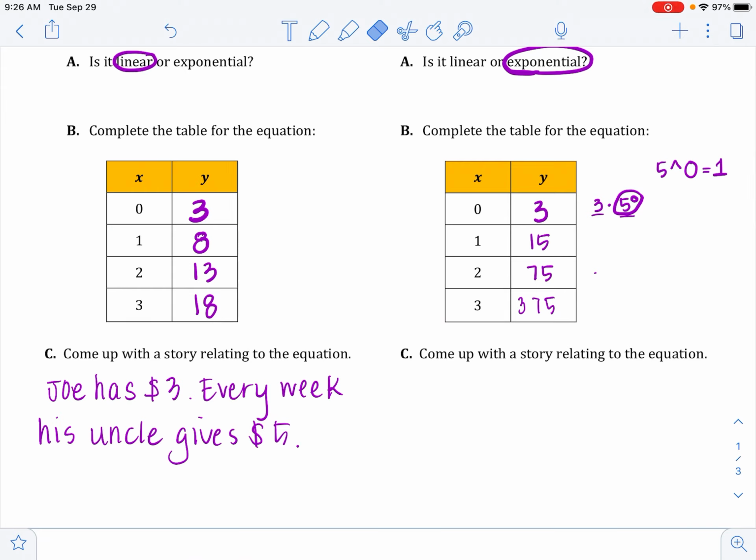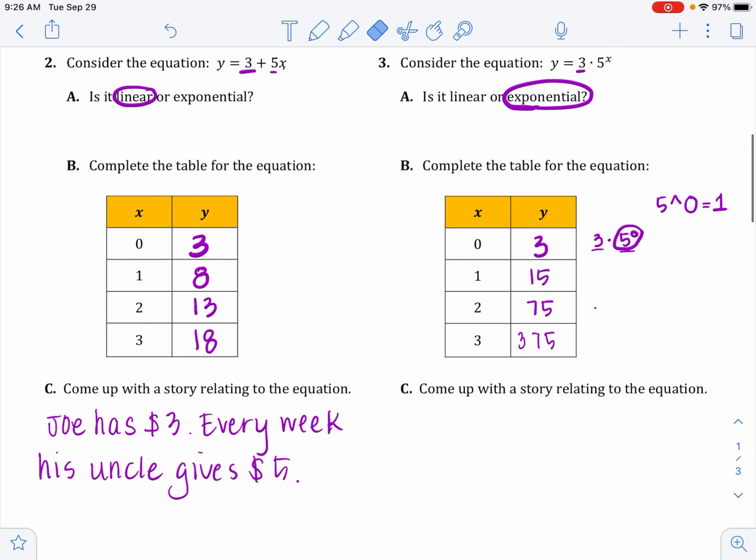All right, go ahead and pause the video, come up with a story that has to do with this equation. Okay, so I need an initial amount of 3 again, and it needs to be changing by, this time, a constant multiplier of 5. So I need to start with 3 of something. It doesn't always have to be money. You can pick anything you want.